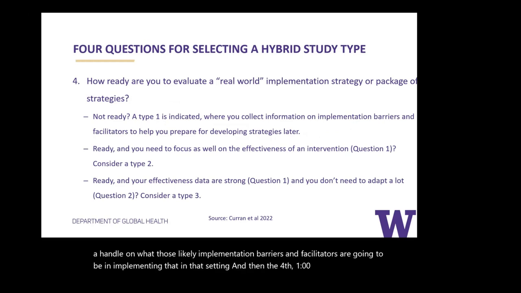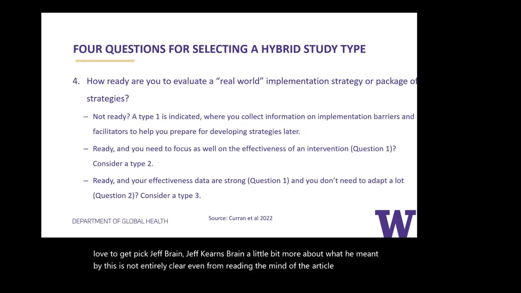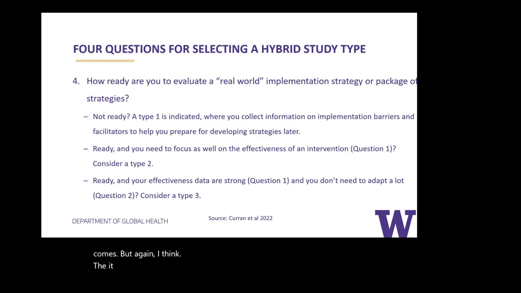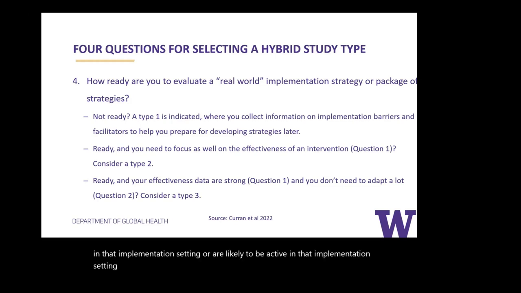And then the fourth one is whether you're ready to evaluate real world implementation strategies or packages. I'd love to pick Jeff Kern's brain a little bit more about what he meant by this. It's not entirely clear even from reading the article from which it comes, but again, I think it's related to question number 3, because we want to select implementation strategies that target the implementation barriers or the challenges that are either operating in that implementation setting or are likely to be active in that implementation setting. If we have a sense for what those implementation challenges are, and we have a pretty good sense for what implementation strategies we could bring to bear to address them, then we can think about moving more into that hybrid three kind of space.